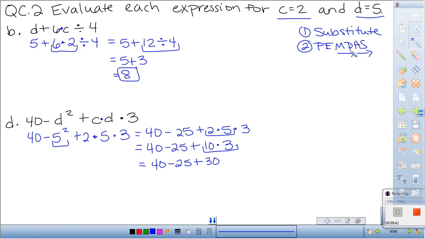And then we get to our addition, subtraction. Again, we don't add before we subtract or subtract before we add. We just work them left to right. It's always whichever one comes first. So we'll subtract first. 40 minus 25 is 15, plus 30. 15 plus 30 is 45.